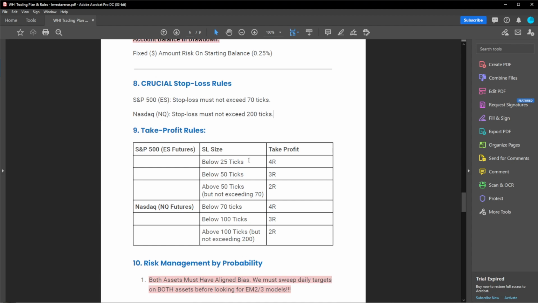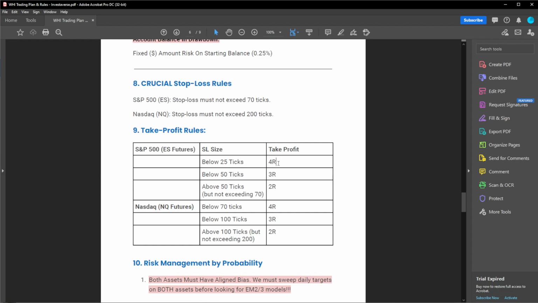So I started to notice a pattern, and I figured that a lot of it has to do with the stop loss size. So for ES or S&P 500, if the stop loss size is below 25 ticks, it is safe to take a 4R take profit. If the stop loss size is below 50 ticks, but above 25 ticks, the take profit is 3R.